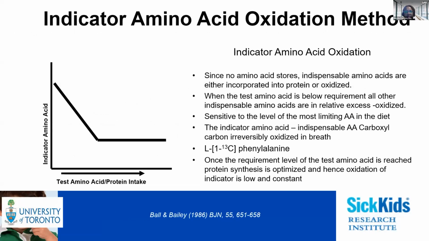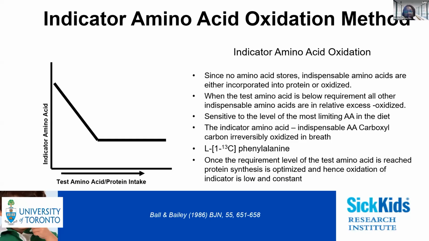And so the IAAO method is based on the concept, a physiological premise, that amino acids are not stored. And so indispensable amino acids in particular are either incorporated into protein and non-protein substances or are oxidized. And so when you feed a test and a limiting amino acid in graded intakes or a total protein in graded intakes, we use an indicator amino acid, and that is C13-phenylalanine, which is most commonly used by our group, to assess the oxidation of that indispensable amino acid in response to variations in protein intake or variations in amino acid intake.